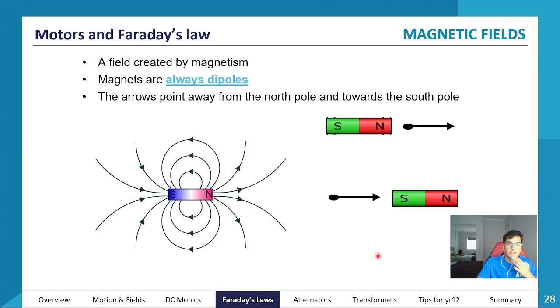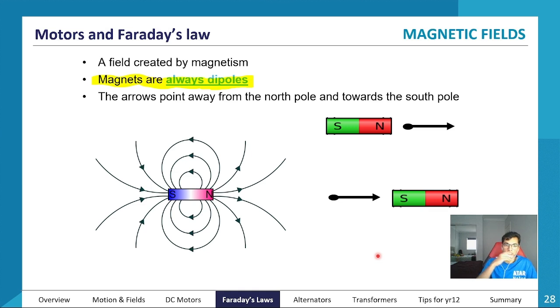Cool. And the last type of field we have is magnetic field. And the difference between magnetic field and all the other fields that we've done is that a magnetic field is always dipole. The reason why this is always dipole is because you can't have a magnet with only one pole. A magnet will always have at least two poles.